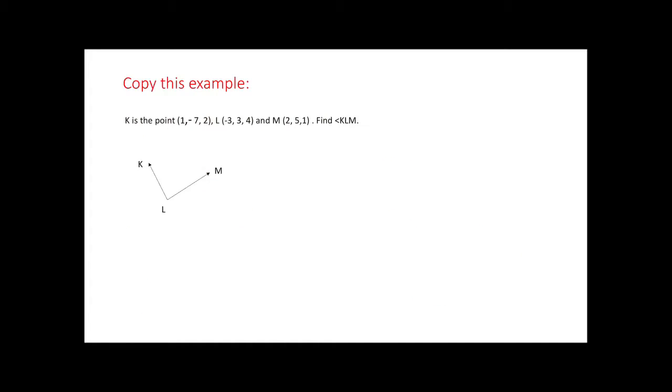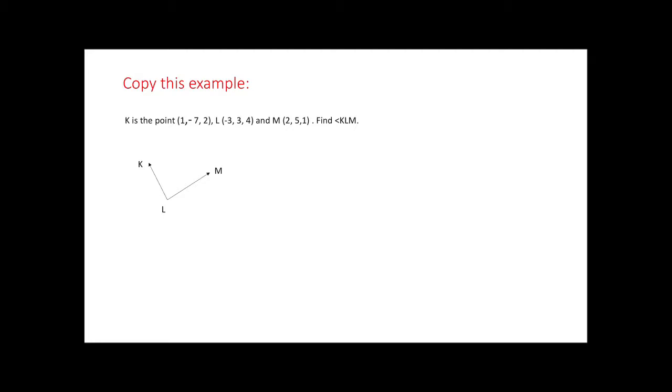So the second kind is where you could be given 3 points. Now, when you're given 3 points, you need to think back to the angle between your vectors. Now, remember, it was very, very important that your arrows on your diagram pointed in the same direction.